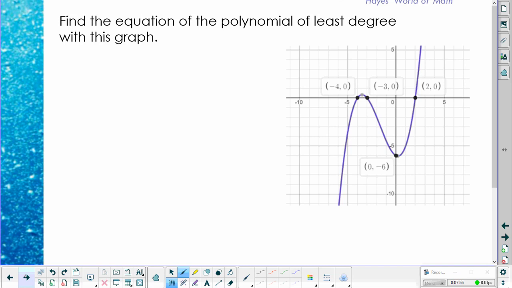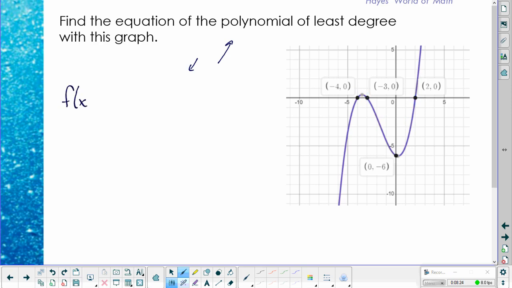So finding the equation of the polynomial of least degree with this graph. So here are some examples. So let's go through the steps. First of all, I know it's going to be cubic because I've got 1, 2, 3 zeros, and it's got 3 changes of direction, but I've got 1, 2, 3 zeros. None of them repeat, so that's nice. It ends going up and it starts going down, so that also says that we've got 3. So our a value should end up being positive.